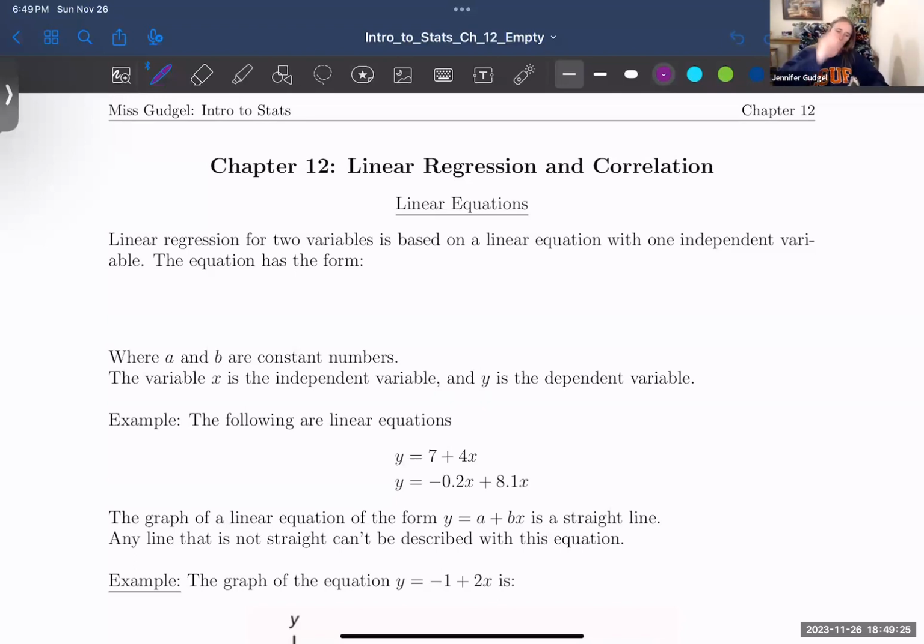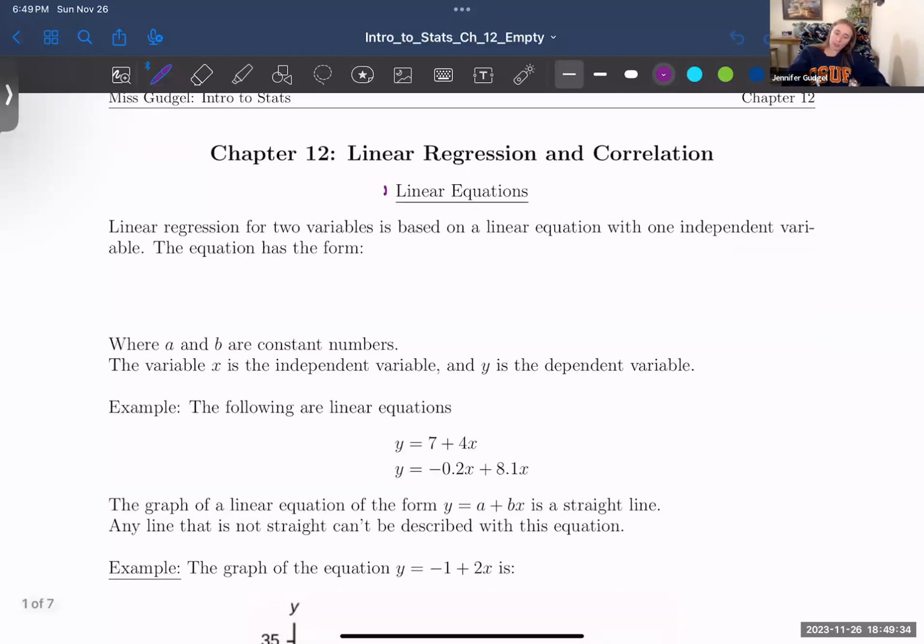There we go. All right, so in chapter 12, we are talking about linear regression and correlation. The basis of linear regression is linear equations. If it's been a while since you've been in algebra, that's totally okay. In algebra, a lot of times we're taught the linear equation is y equals mx plus b. That is the same linear equation that we are dealing with now, but we are going to name it something slightly different. We're going to say y equals a plus bx.